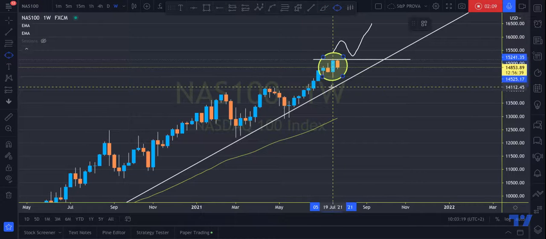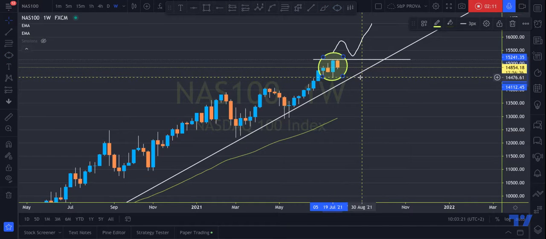This is a typical candlestick pattern, a price action pattern that is not so useful, not so powerful in the 15 minute and lower time frames. But here we are on a weekly, so this signal is very, very strong.